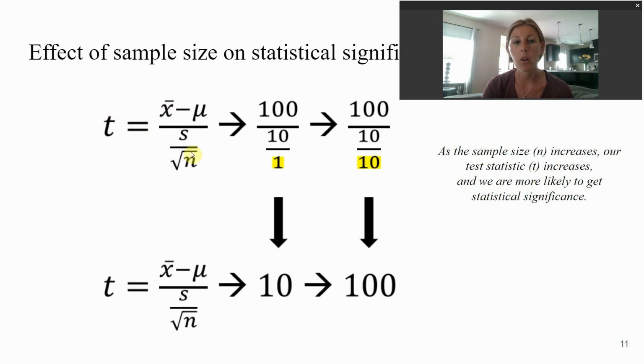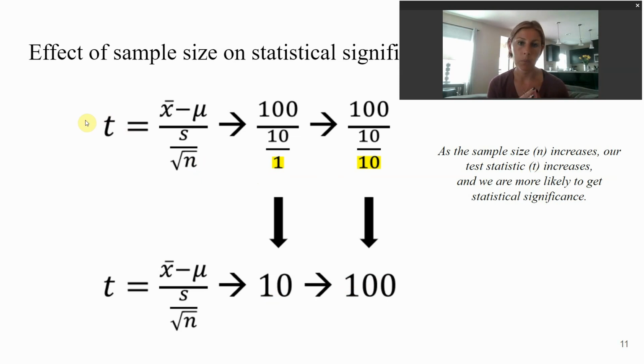So let's keep all of these numbers the same in here except our n, our sample size. Let's assume the numerator is 100 for both of these scenarios. The standard deviation is 10, but we changed the square root of n, our sample size, from 1 to 10. So all else equal, 10 divided by 1 is 10, 100 divided by 10 is 10. But if we increase our sample size, now it's up to 10, or the square root of 10. 10 divided by 10 is 1, 100 divided by 1 is 100. So you see how just by increasing our sample size, this test statistic actually increases.